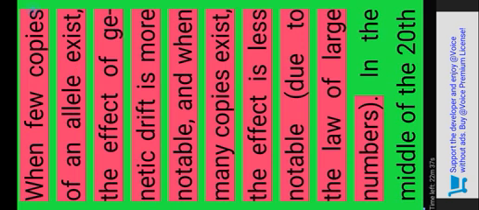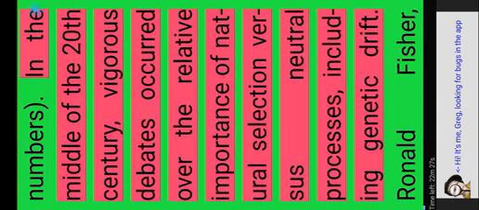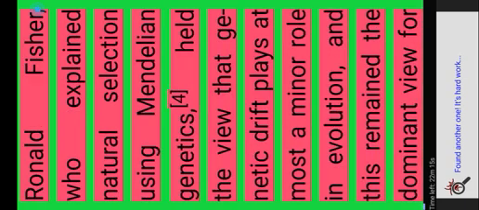When few copies of an allele exist, the effect of genetic drift is more notable, and when many copies exist, the effect is less notable due to the law of large numbers. In the middle of the 20th century, vigorous debates occurred over the relative importance of natural selection versus neutral processes, including genetic drift. Ronald Fisher, who explained natural selection using Mendelian genetics, held the view that genetic drift plays at most a minor role in evolution, and this remained the dominant view for several decades.